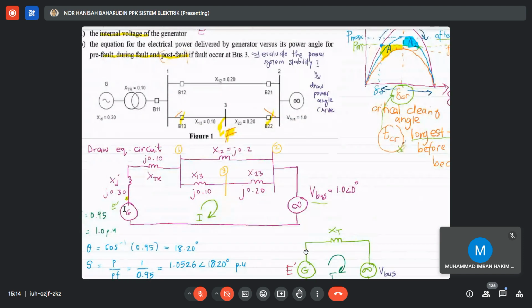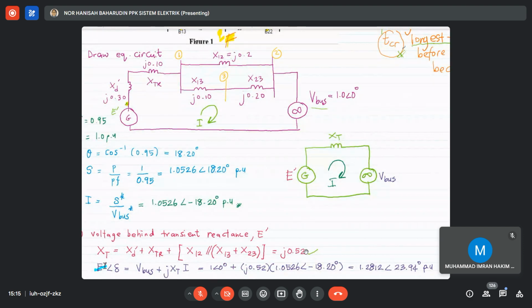Alright, so you know that from this equation, first you have to redraw. You know the fault occurs at bus 3, as mentioned in the question. And then you know that for the pre-fault condition, the power from the generator can be supplied to the infinite bus through the parallel transmission line. So first, students, since you don't know what is the E prime, you have to calculate the E prime first.